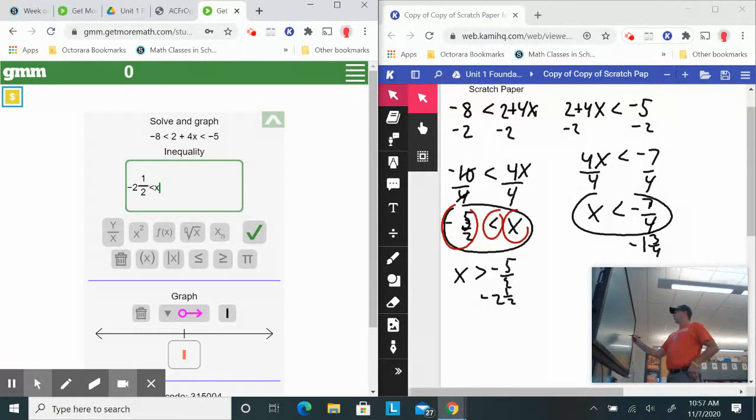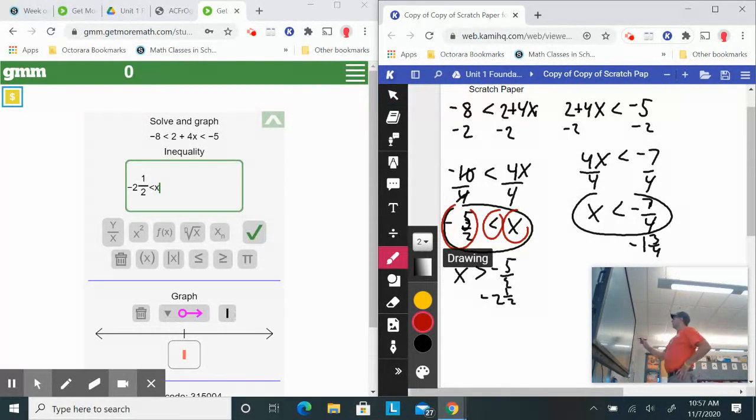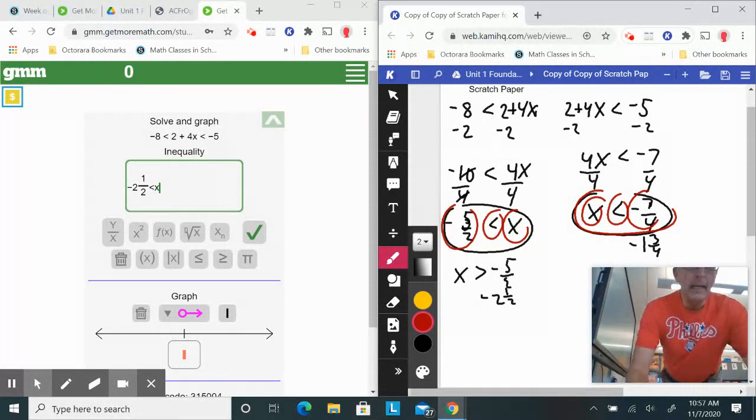And now it takes us to the second part of the inequality. Right here, I have an x. It's less than negative 7 fourths. So I have an x already. I'm going to press less than again. And then I need negative 7 fourths. And if I change that to a mixed number, it would be, oh, I forgot my less than here.